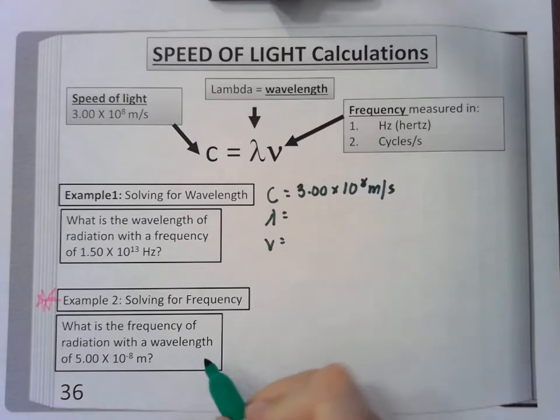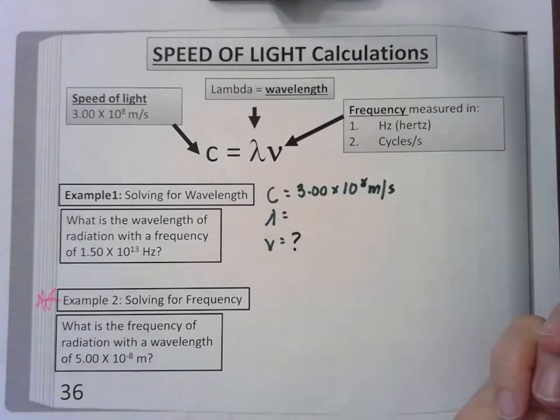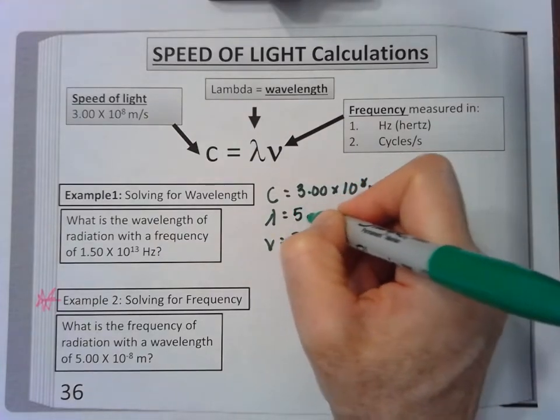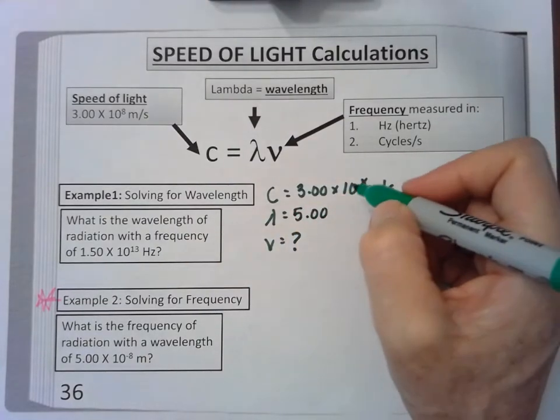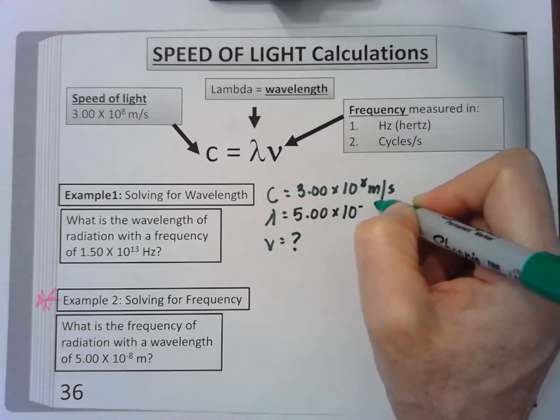This time we have the wavelength. It says what is the frequency? So I'm going to put a question mark in there for frequency, and I'm going to take this value, 5.00 times 10 to the negative 8 meter.